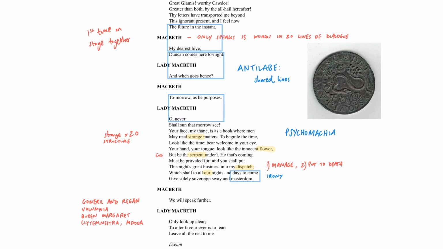So she's saying, keep calm. Don't let people read your face. "To alter favour ever is to fear." Make sure your face isn't like a book wherein men can read strange matters. When you analyse this moment, make sure you explain that clear means cheerfully and favour means facial appearance. Those words mean something slightly different in Shakespeare's time from what they do now.